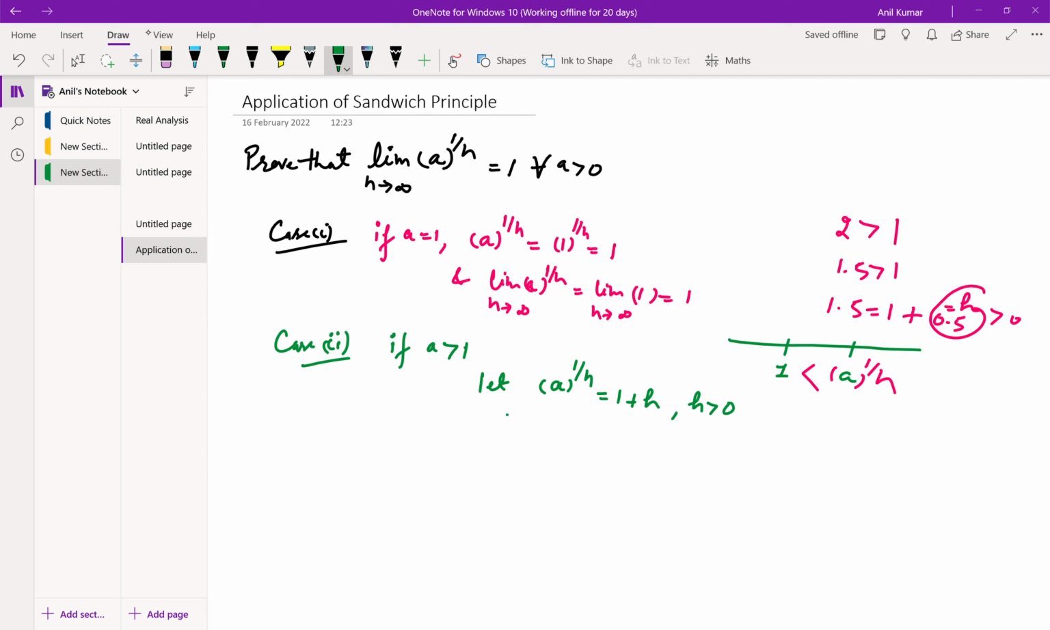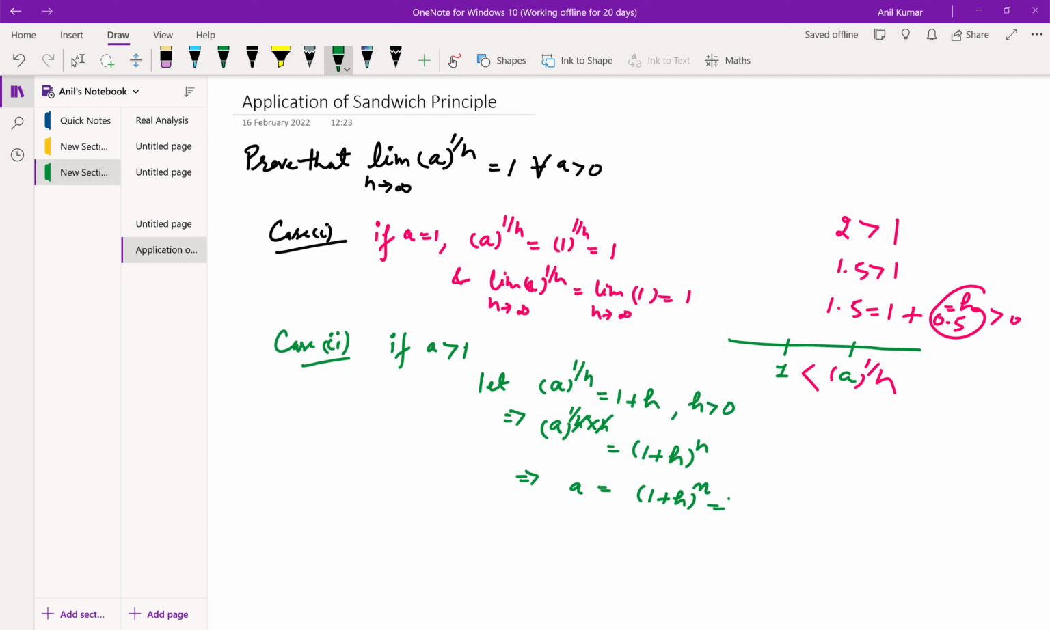This implies, now, a raised to the power 1 by n, and raise n power on both sides. तो हमने दोनों तरफ n पावर रेज कर दी। कर सकते हैं हम ऐसे, if a is equal to b then a^n is equal to b^n for every n. So the n power will cancel, and we will be left with only a is equal to (1 plus h) whole raised to the power n, and we know that this is of the kind (x plus y) whole raised to the power n, and हमें पता है binomial expansion, so we will expand this using binomial expansion.